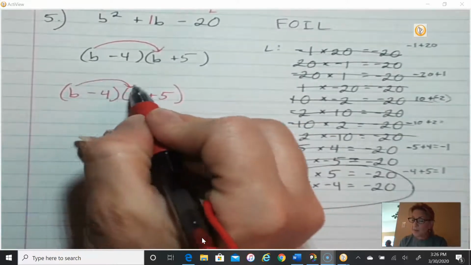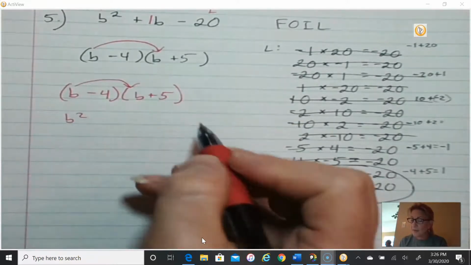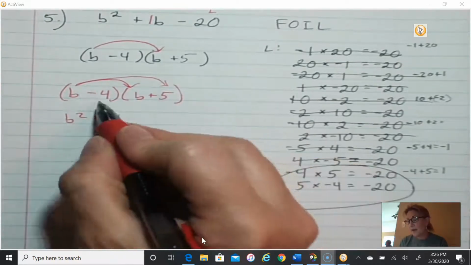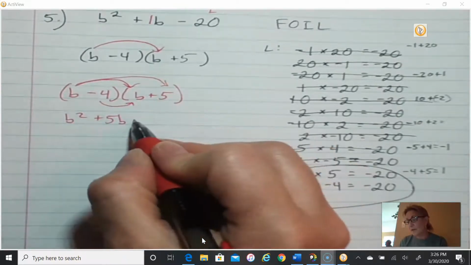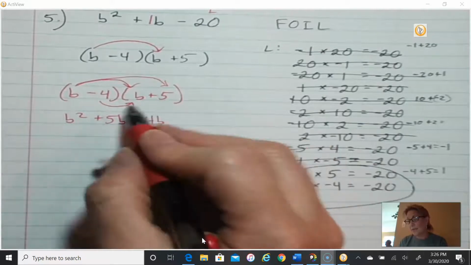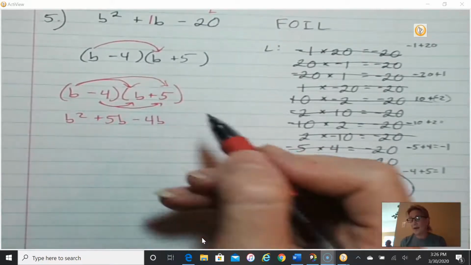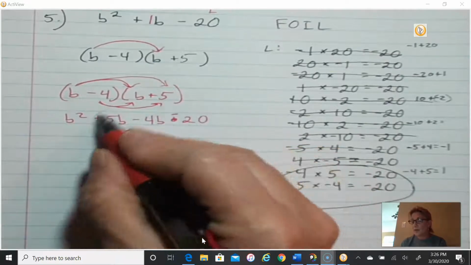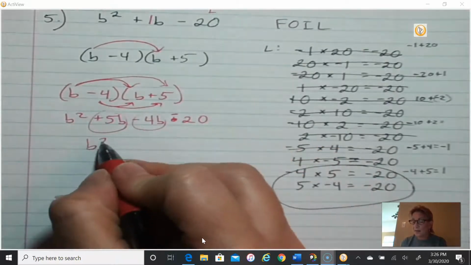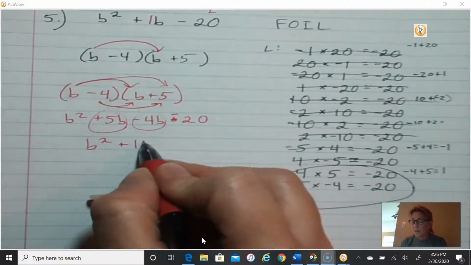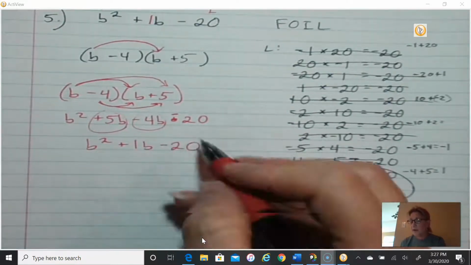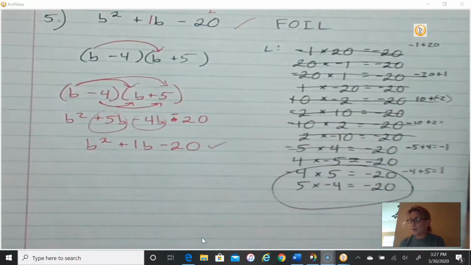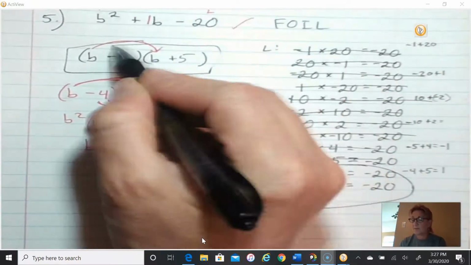So b times b is b squared. b times 5 is 5b. Negative 4 times b is negative 4b. And negative 4 times 5 is negative 20. Combine your like terms and you get b squared plus 1b minus 20. This one matches with this one. They check, so therefore this is your answer.